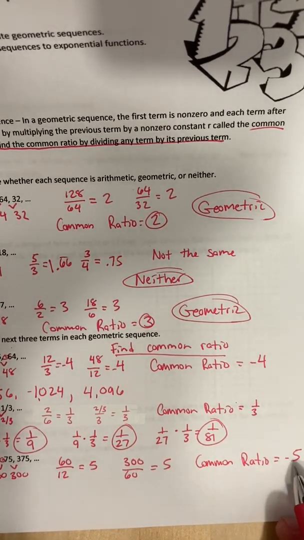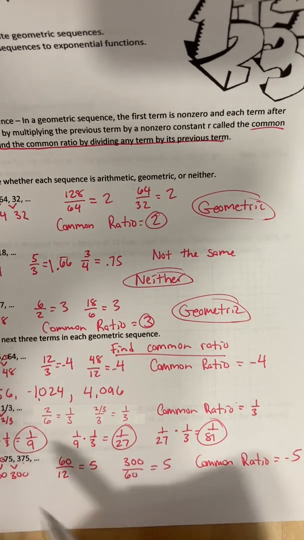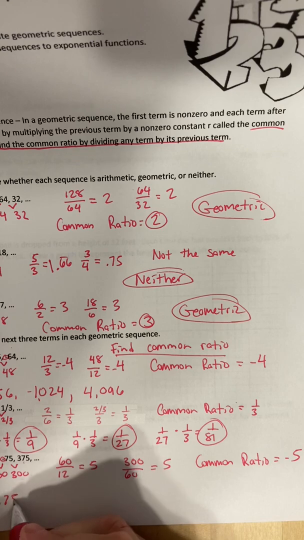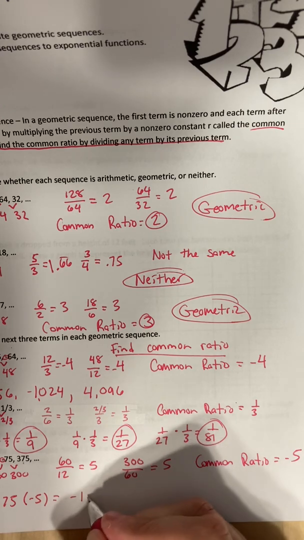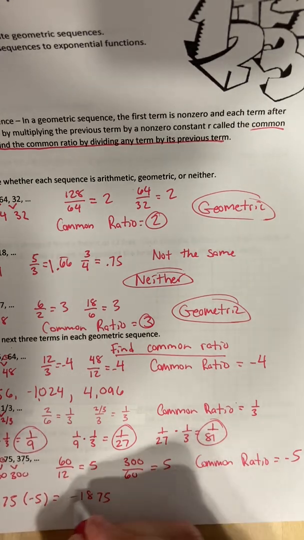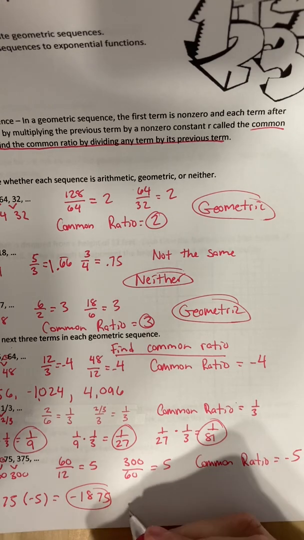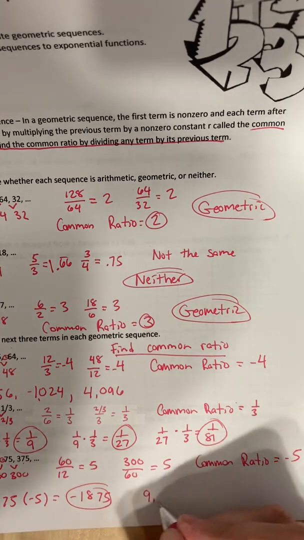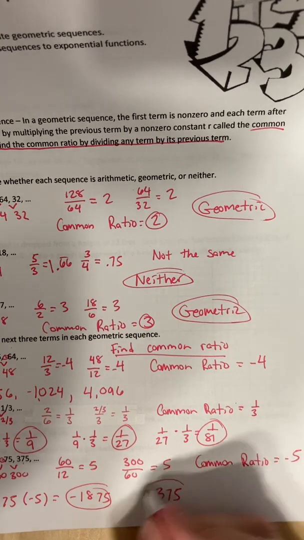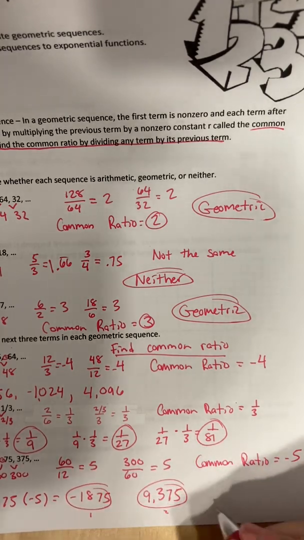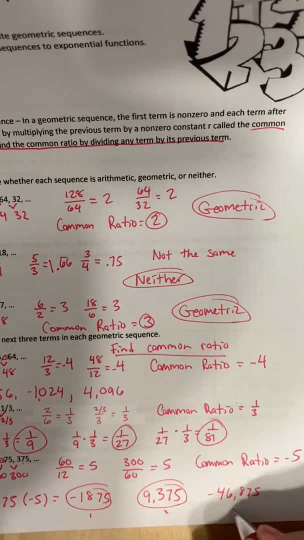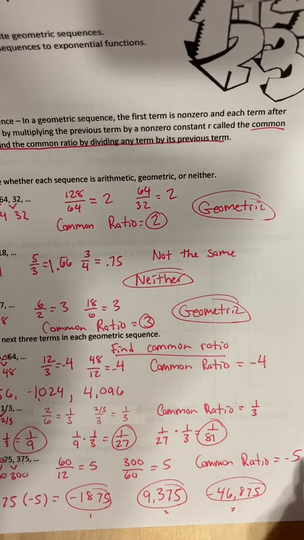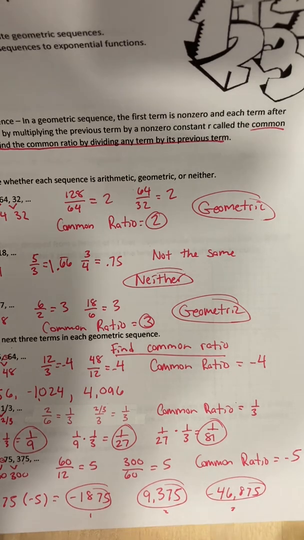So now you're going to take this -5 and multiply it by this 375 right here. So 375 times -5 gives us -1875. Multiply that by -5 and the next one would be 9375. And then the last one would be -46,875. I'm just multiplying those by -5. So times -5, times -5, and times -5 to get that last one.